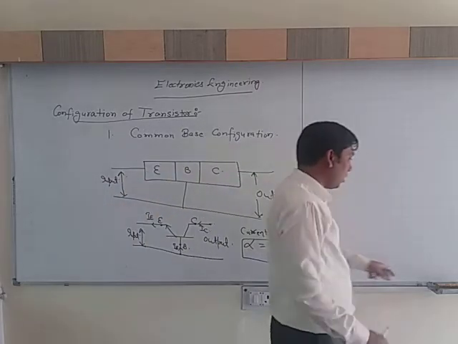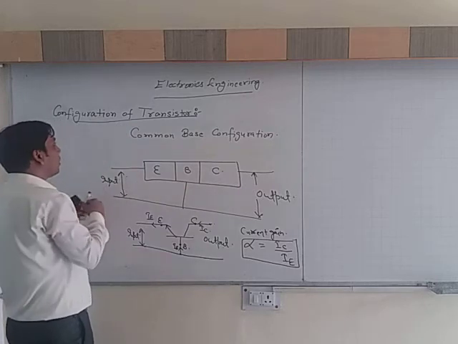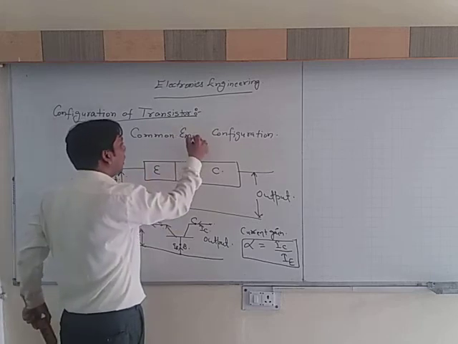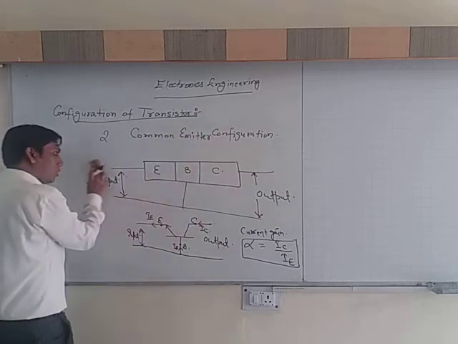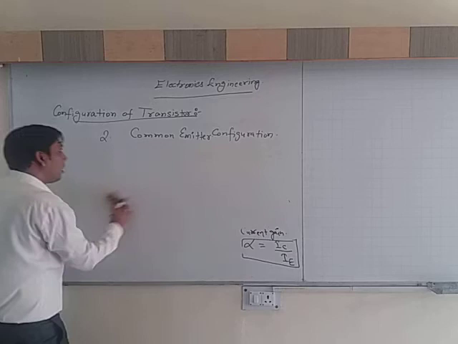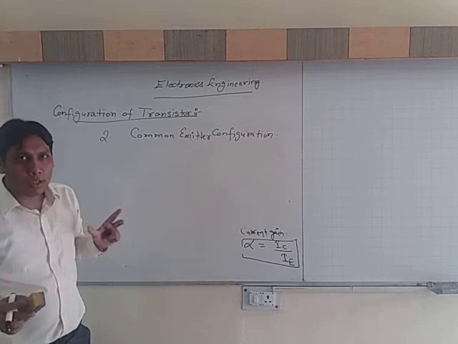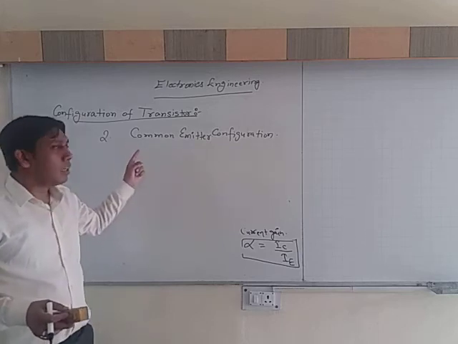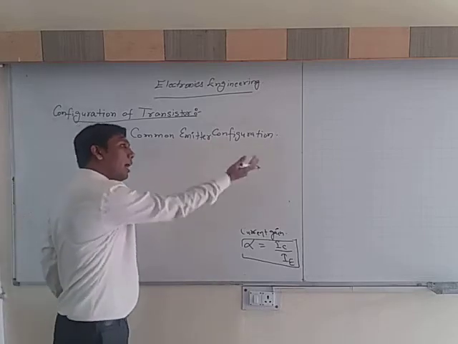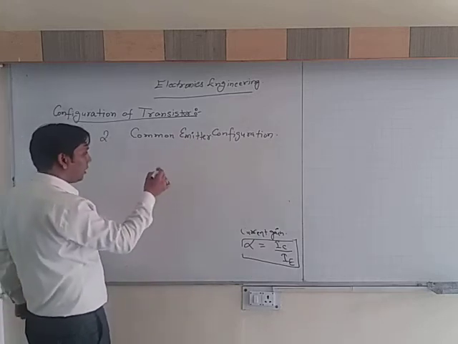Now the second one, that is common emitter. Common emitter configuration will be like this. Here in common emitter configuration, the emitter terminal will be common and the input will be given at the base terminal and output will be taken at the collector terminal. So if we draw the common emitter configuration, it will be like this.